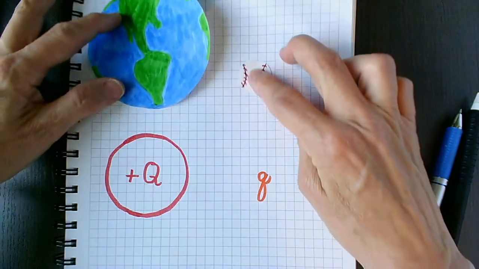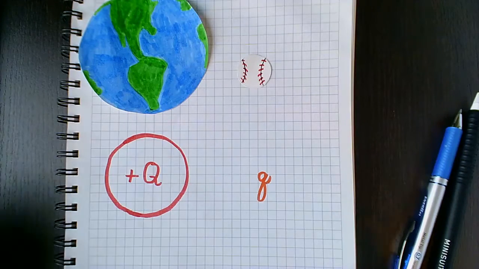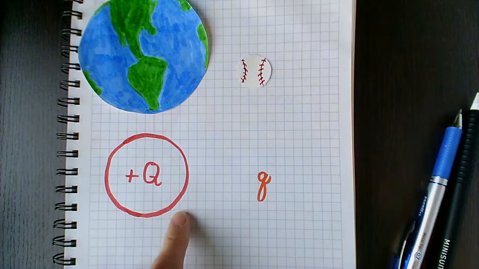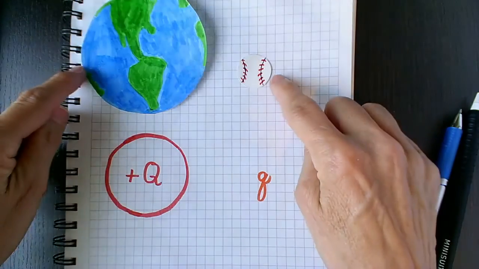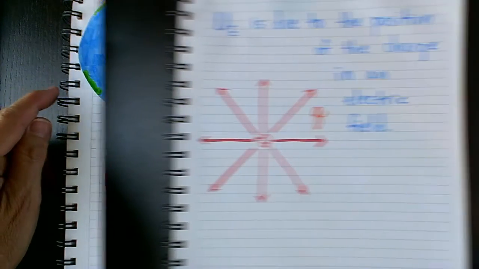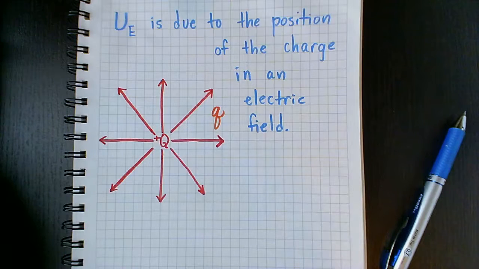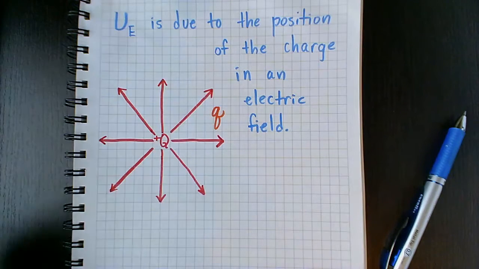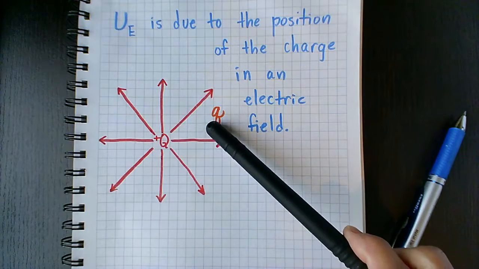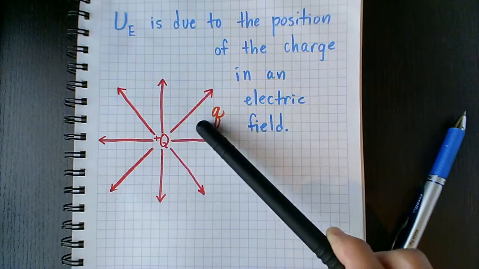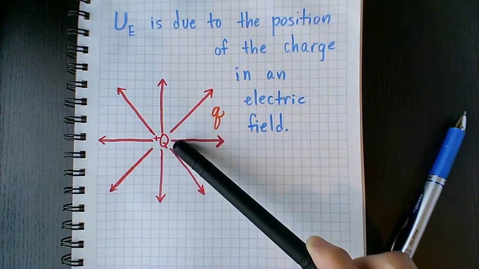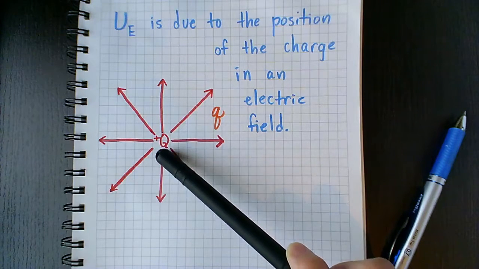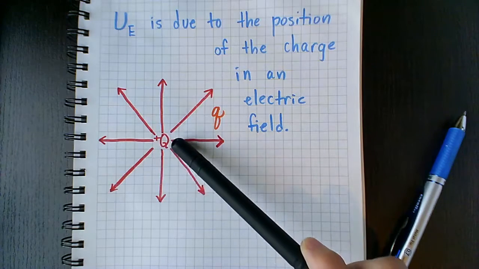This kind of potential energy is called electric potential energy, and it results from objects' charges, not their masses. The definition of electric potential energy is potential energy associated with a charge due to its location in some electric field. And this charge, little q here, is in an electric field that is being produced by this charge, big Q here.